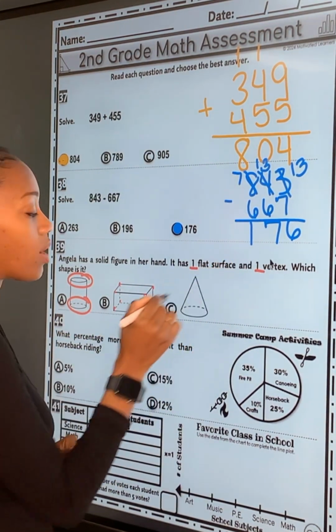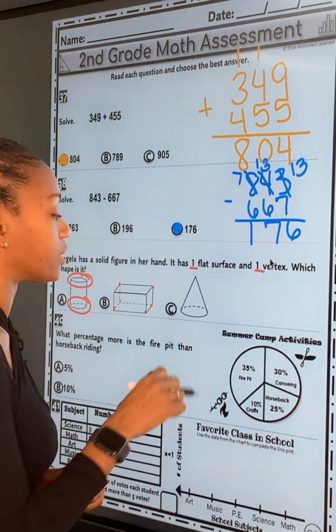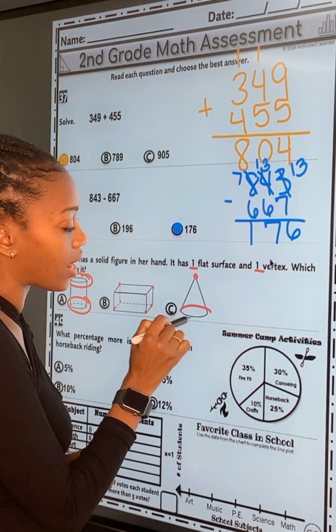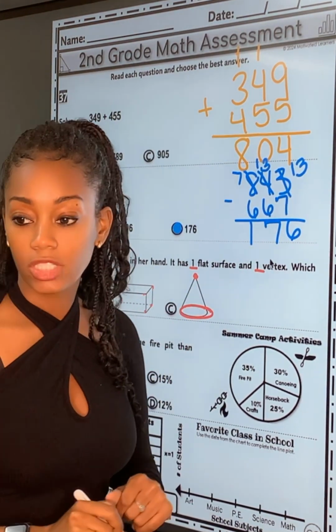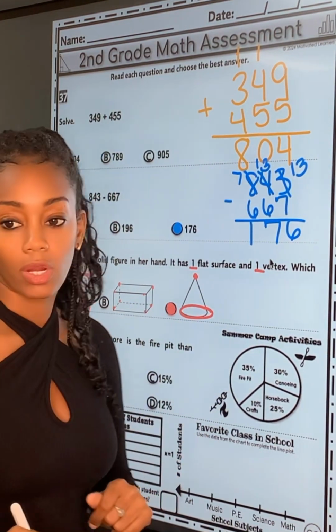We only want 1 vertex, so that cannot be it, though it has several flat surfaces. Here in the cone, we have 1 vertex and we have 1 circular flat surface, so that would be the answer that we're looking for.